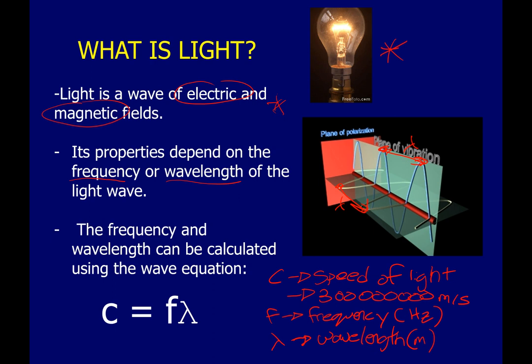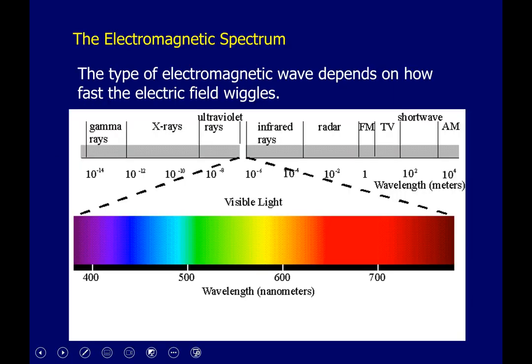Now, if we ever have to use this formula, if you like a little triangle, this could be worth writing down. I'm going to make that a little nicer. It's c, f, and lambda. You can pause it at this point if you need to catch up, otherwise I'm moving on. The type of electromagnetic wave depends on how fast the electric field wiggles. How fast it wiggles is kind of a goofy way of saying the frequency.